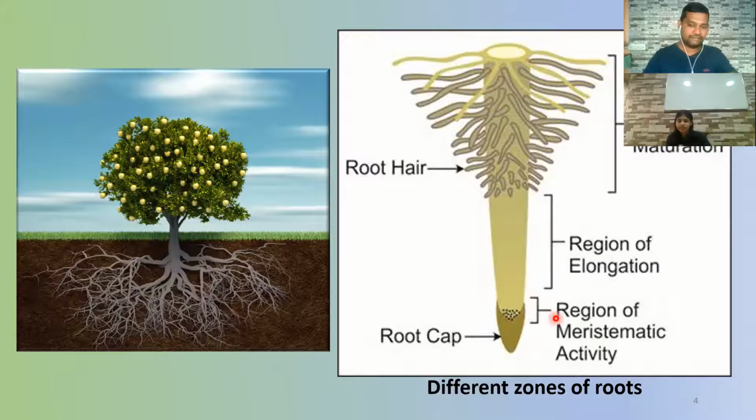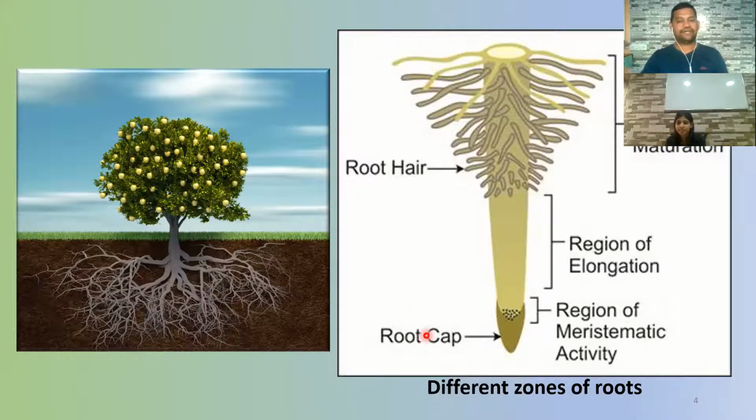Just below the meristematic activity, there is a region of elongation, where the newly formed cells of the meristematic activity get elongated or enlarged. And then there is a region of maturation. In this region of maturation, the root hairs are present. The root hairs are thin and delicate cells directly in contact with the soil, and they are the ones that absorb water for the plants.